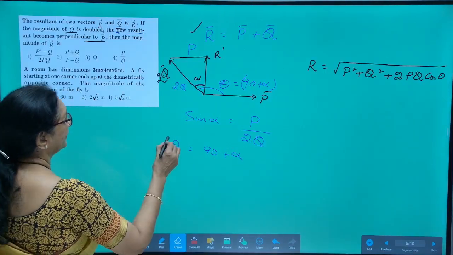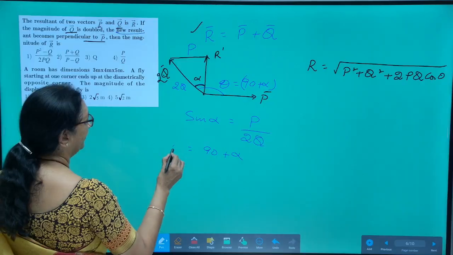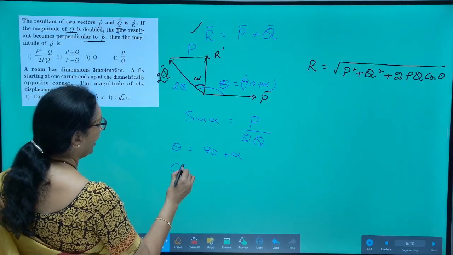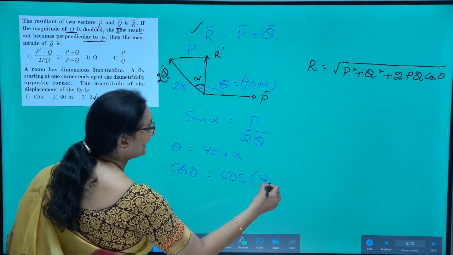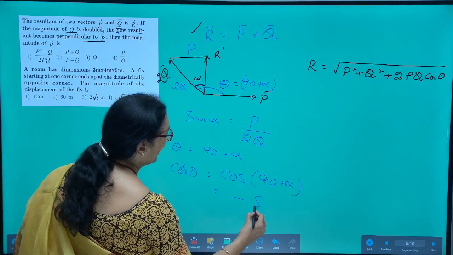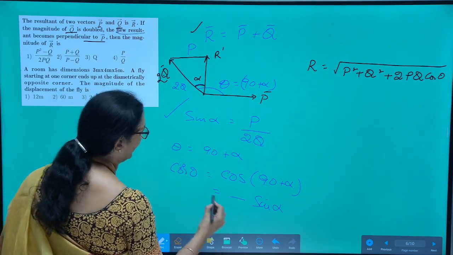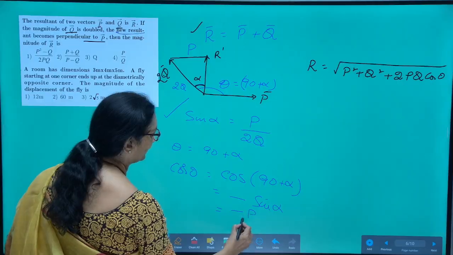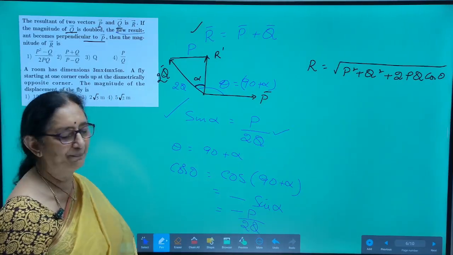But we want to know cos theta, isn't it? We want to know cos theta. Cos theta is equal to cos of 90 plus alpha. Cos of 90 plus alpha is minus sin alpha. So cos theta is equal to minus p by 2q, because sin alpha is p by 2q.